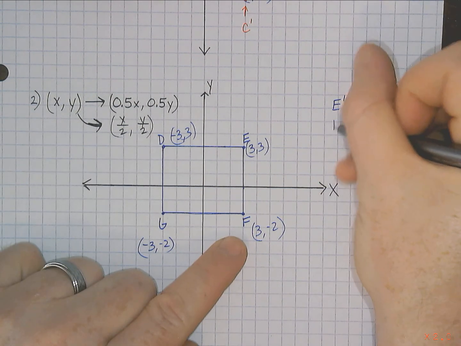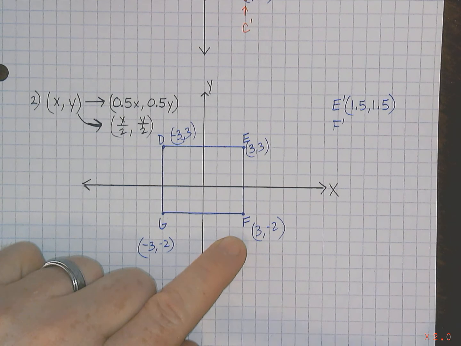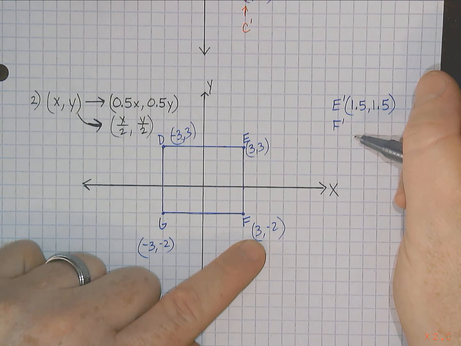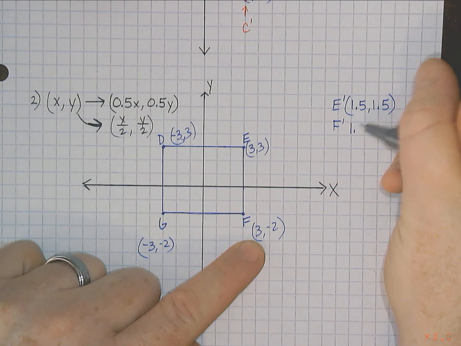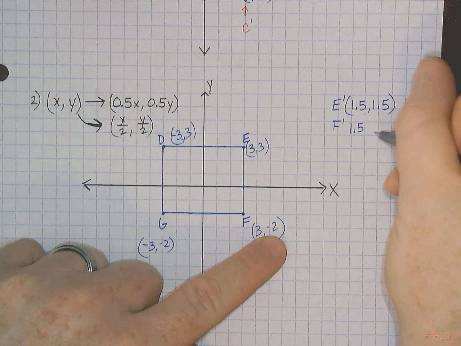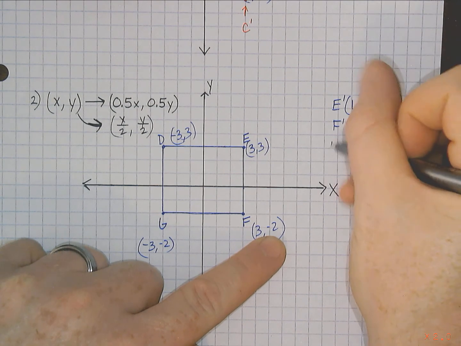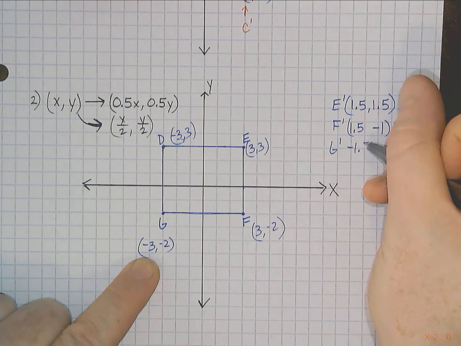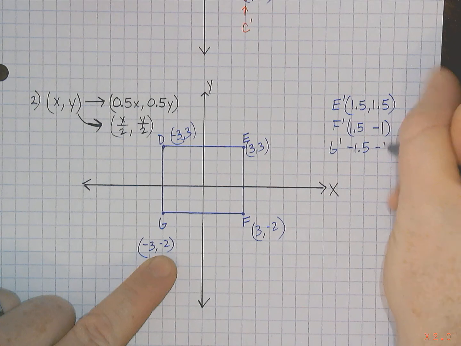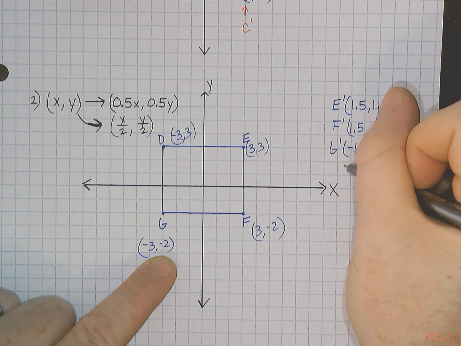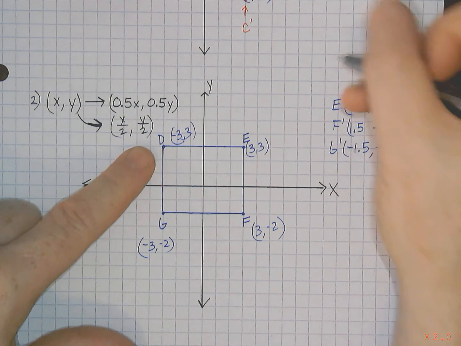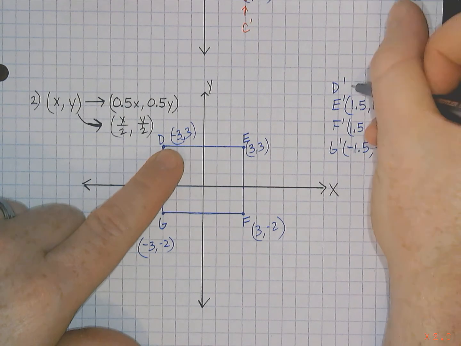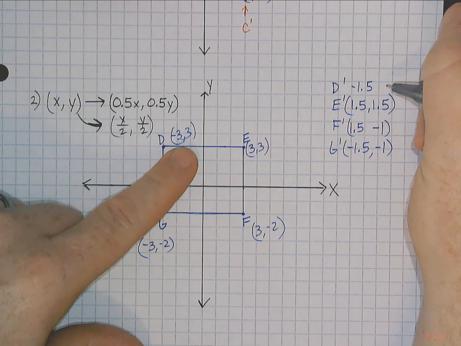F prime, and I should have changed this to a different color. I apologize for that. I didn't do that. We're going to divide this by 2, or find half of it. It's 1.5, and then half of negative 2 is negative 1. Okay, G prime. Divide that by 2, we get negative 1.5. Divide this by 2, we get negative 1. And then, what are we missing? D prime. Okay, let me put D prime on top here. So D prime, negative 3 divided by 2 is negative 1.5. And 3 divided by 2 is 1.5.